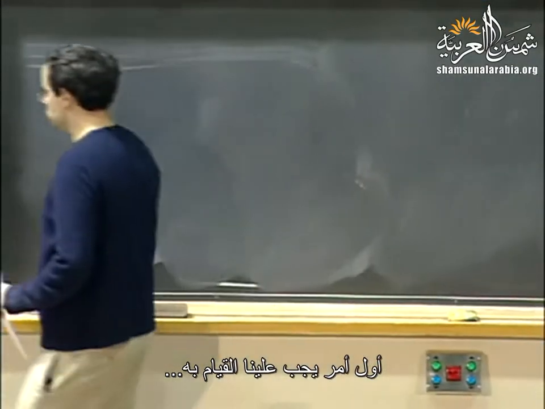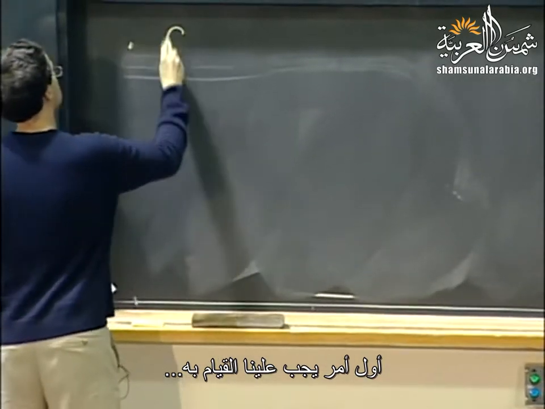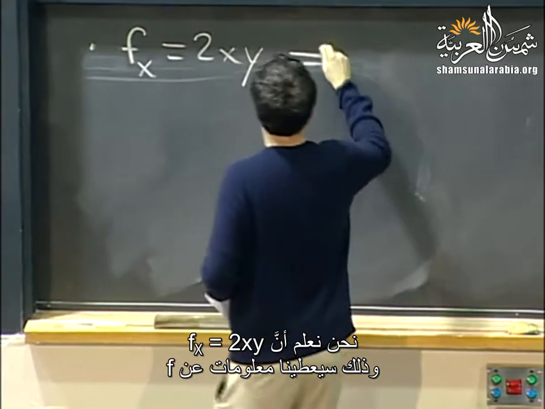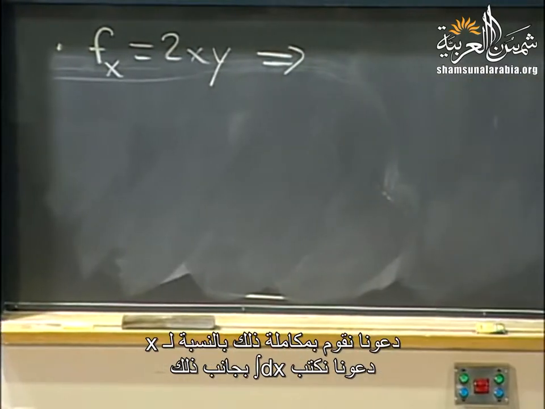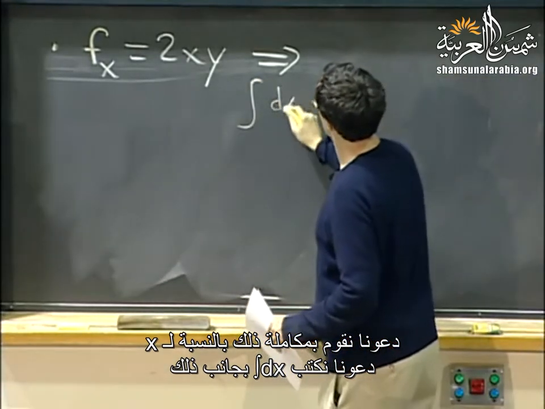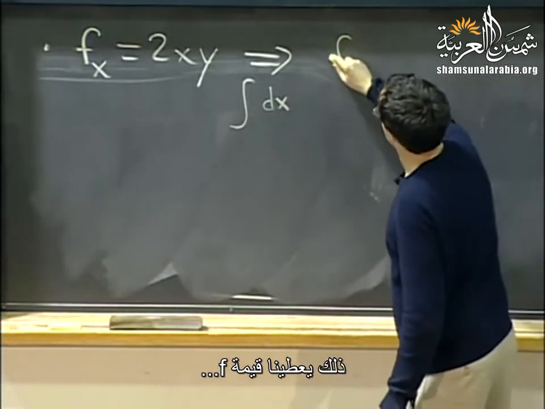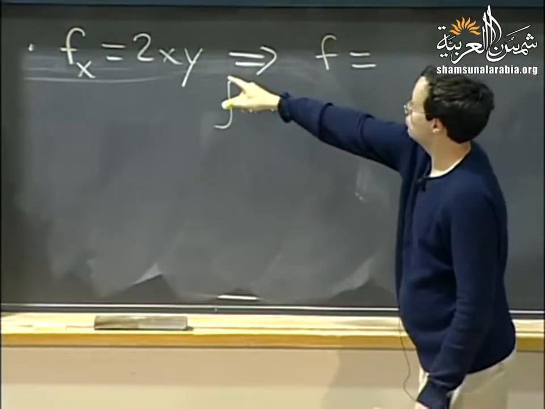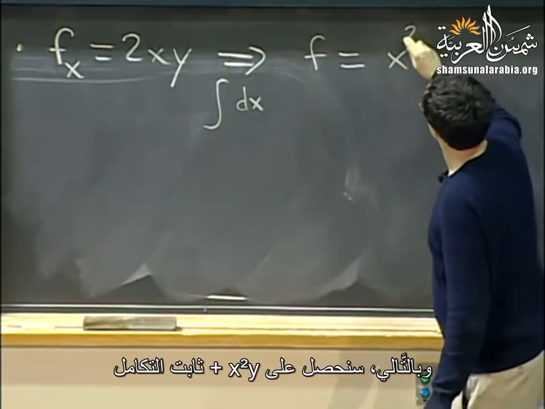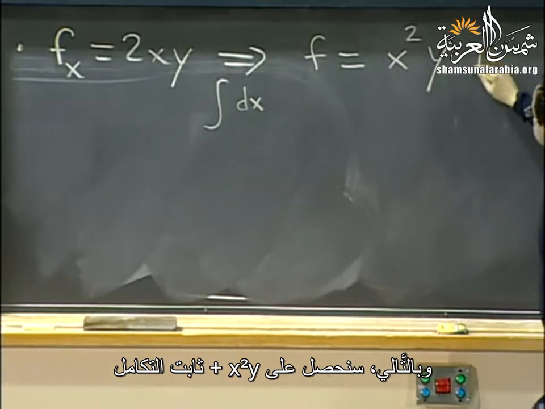Okay, so the first thing that we'll do, we know that f sub x is 2xy. That should tell us something about f. Well, let's just integrate that with respect to x. So let me write integral dx next to that. So that tells us that f should be, if we integrate that with respect to x, 2x integrates to x squared. So we should get x squared y, plus, of course, an integration constant.